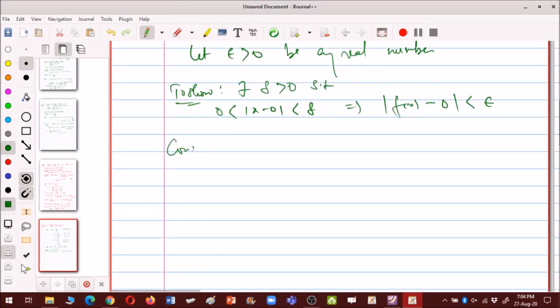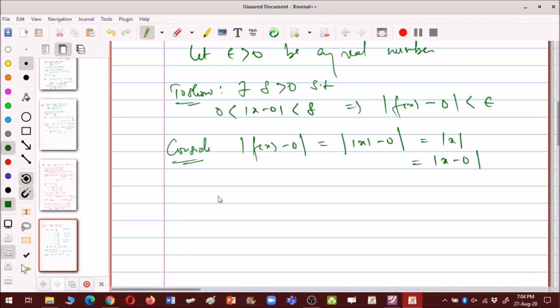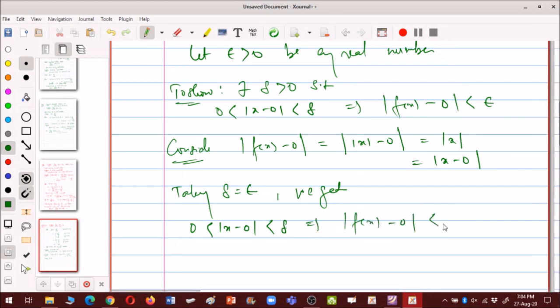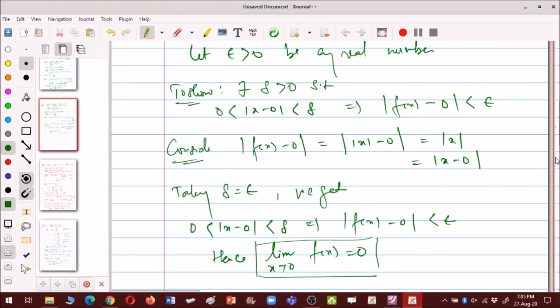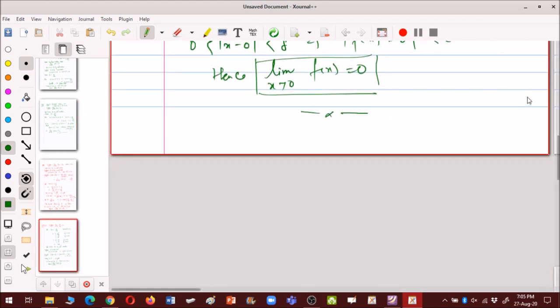So consider |f(x) - 0|, which is nothing but |x - 0|, and this is nothing but |x|, and this can be written as |x - 0|. So taking delta equal to epsilon, now we get 0 < |x - 0| < delta implies |f(x) - 0| < epsilon. So hence limit x tends to 0, f(x) is equal to 0 by definition of limit. So this is the C part of question number 9.